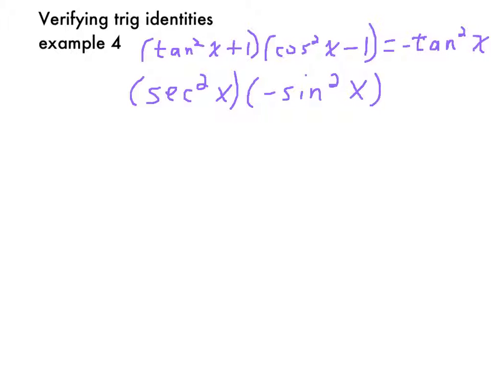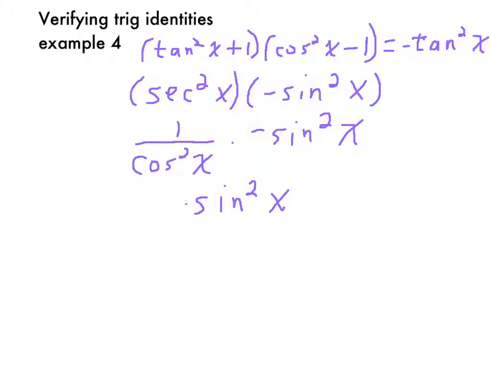Alright, so I've got secant squared of x times negative sine squared, and my goal is to get to negative tangent squared. I'm going to convert the secant squared x to 1 over cosine squared x. I can use the reciprocal identity for that one. And then this is still being multiplied by the negative sine squared of x, which, if I simplify this a little bit further, is negative sine squared x over cosine squared x.